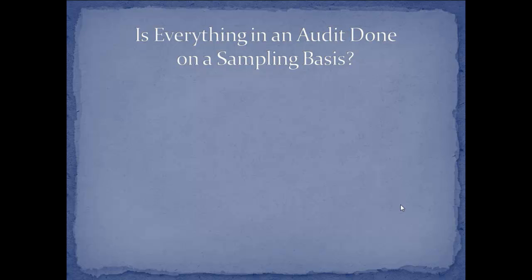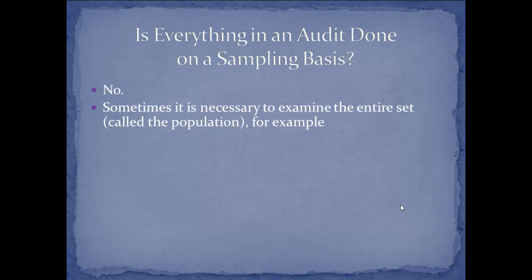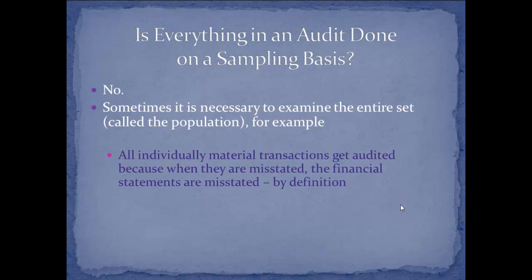So is everything done in an audit on a sampling basis? No. The auditing standards state that it's sometimes necessary to examine the entire set, or the entire population. One example is all individually material transactions. These are individual sales transactions, individual purchases, purchases of capital assets. Anything that by itself is material has to be tested, because if it's misstated, the financial statements will be materially misstated as well.